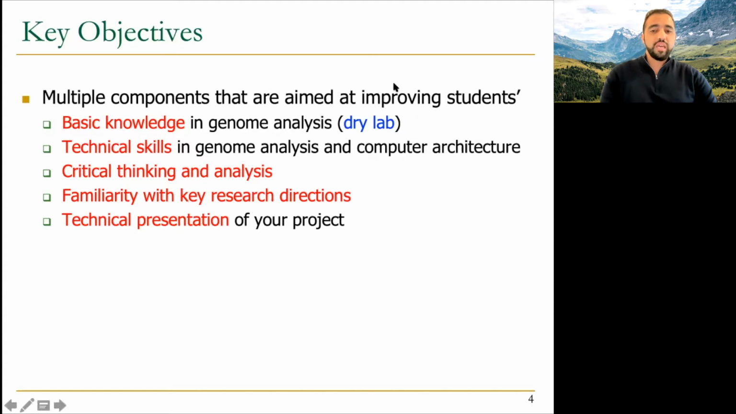So what are the key objectives that we aim to achieve in this course? There are multiple components, and at the end, all of these will help you to improve your skills in one way or another. So we will improve your basic knowledge in genome analysis. And when I say genome analysis, don't think about the wet lab where you take a blood sample, try to analyze it or deal with the chemical molecules. This is just the dry lab where we have computer algorithms and try to get input data, and we expect to have a very specific output out of your algorithm.